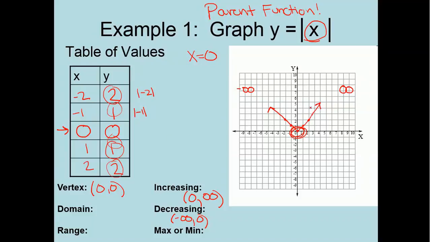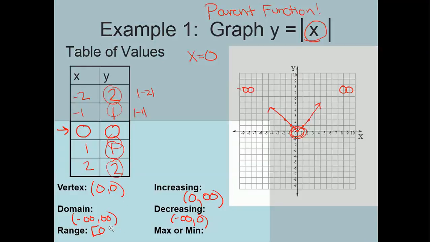Now, what about our domain? Well, I'm going forever in both directions. So, negative infinity to infinity, right? What about my range? Well, if I look from the bottom to the top, I'm starting at 0, so I can include 0. And then I can go forever to infinity.